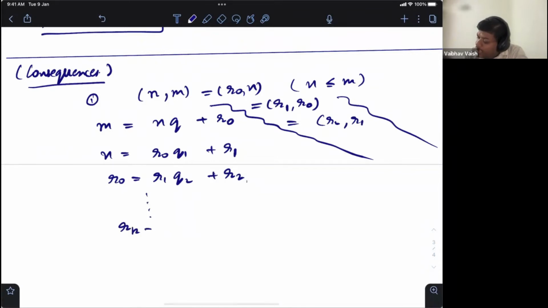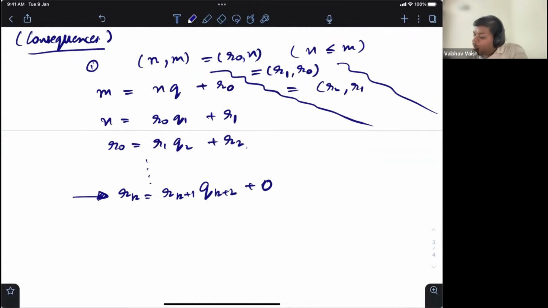So some rk will become, when you divide by rk+1, it will just have a quotient and no remainder. Okay, so eventually it will start looking like this. It is forced to look like this because the size is decreasing. So this cannot continue indefinitely, but this is the only stopping step. So it looks like this.